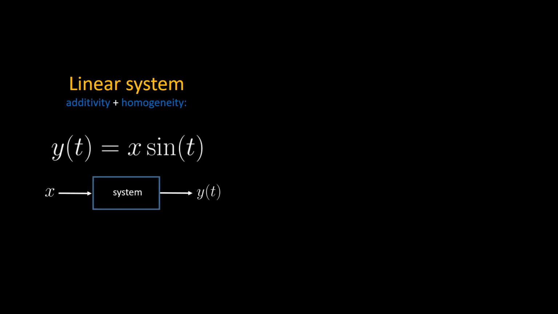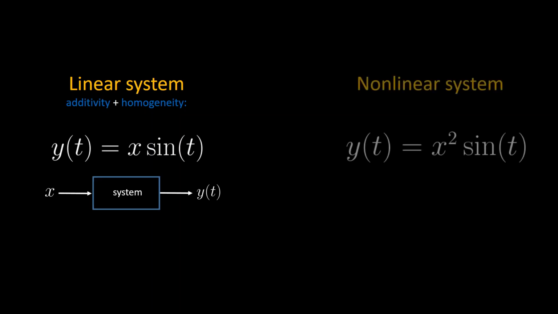If the system does not respect the superposition principle, meaning that it fails to respect both the additivity and homogeneity properties, then it is said to be nonlinear. An example of a nonlinear system would be if we consider x squared instead of x, resulting in y equals x squared sine of t, which you can immediately check that it is nonlinear.